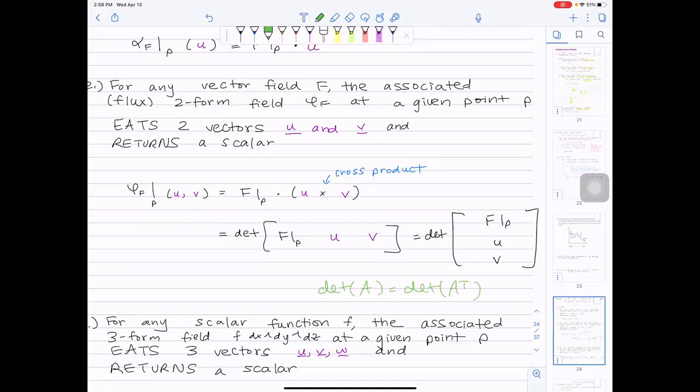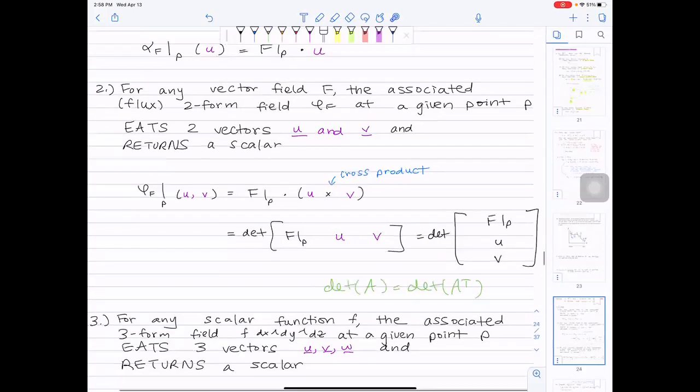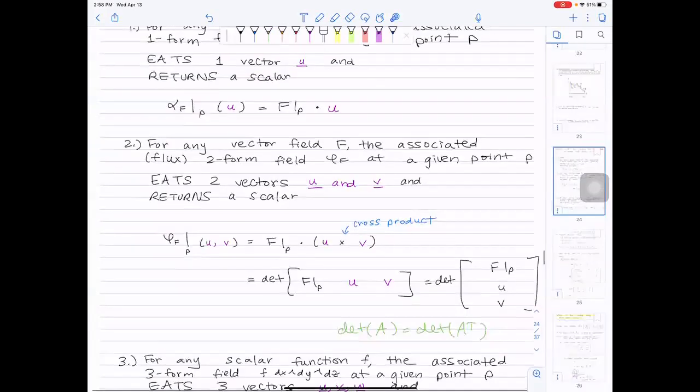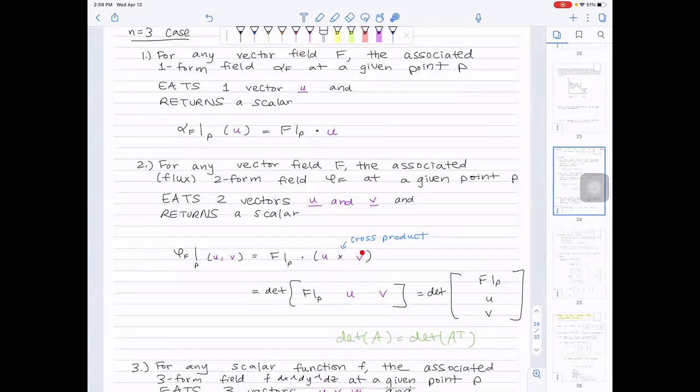Yep. I have 2 questions. The first one is, how would you do it as that cross product? If you didn't use the determinant method, if you found a cross product of u and v, how would you then apply that to the 2 form?